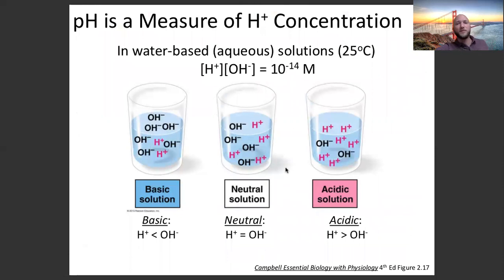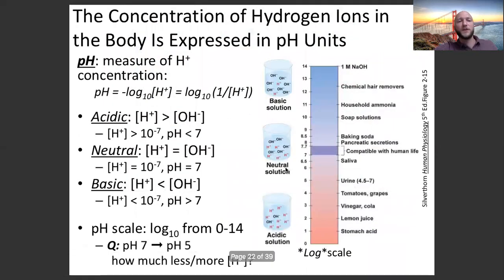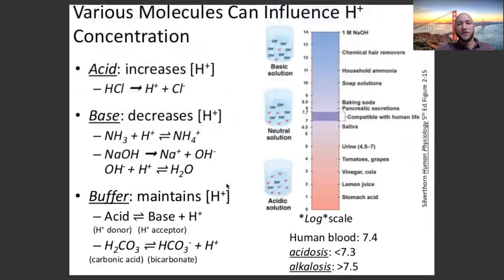All right, so pH is a measure of hydrogen ion concentration. A neutral solution has a pH of 7. Anything below 7 is going to be acidic, where there's a higher concentration of hydrogen ions than hydroxide ions, and basic is going to be the opposite. Your blood tends to be at about 7.4. 7.4 is the ideal pH for human blood. Anything below 7.3 is considered abnormal, pathological, and it's called acidosis.